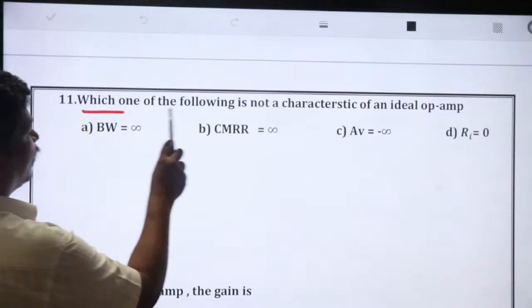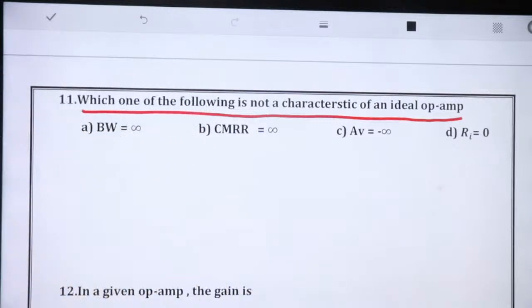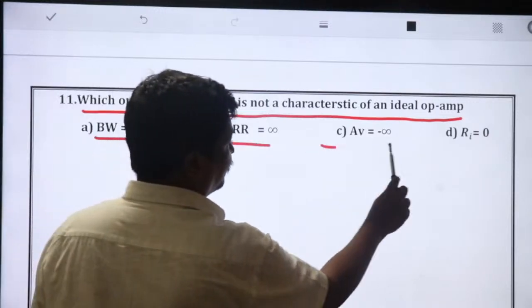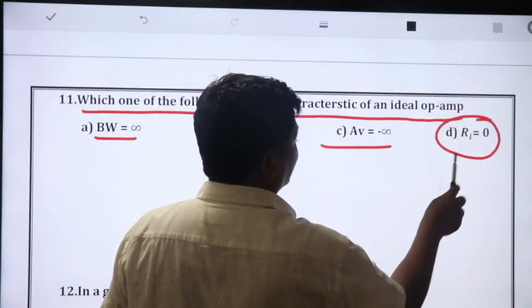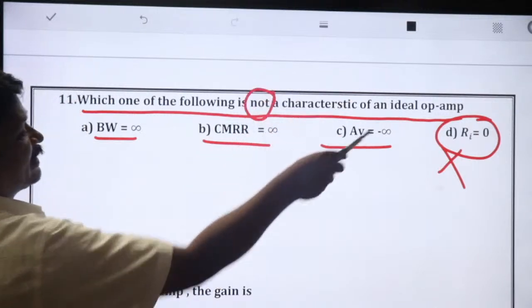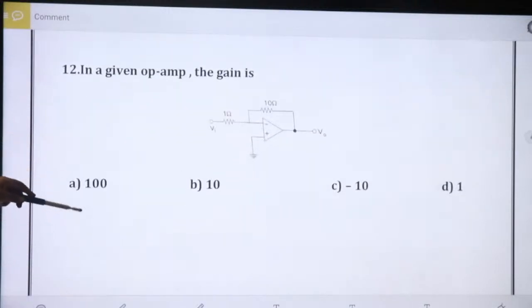Which of the following is not a characteristic of an ideal operational amplifier? Generally bandwidth is infinity, CMRR is infinity, voltage gain is infinity, input resistance is infinity. Input resistance is not zero. So Ri should be infinity, Ri is not zero.